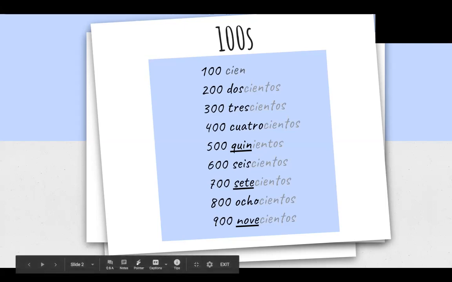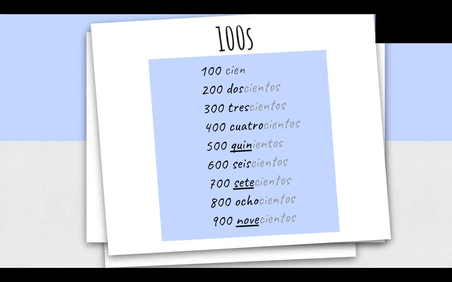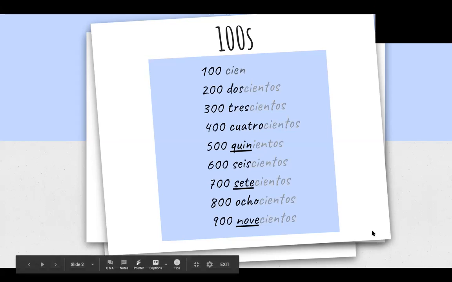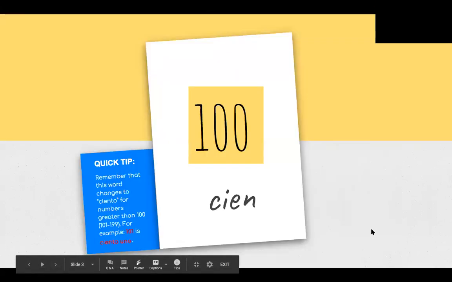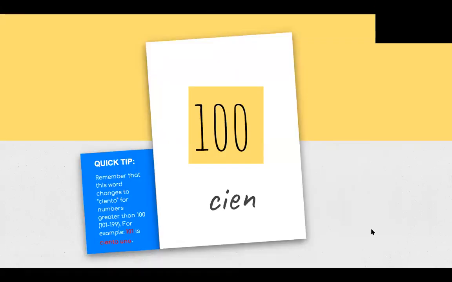Keep in mind those three tricky numbers when you're going over the hundreds, because those are the most common mistakes people tend to make. So even though you already know that 100 is cien, I would like to point out a quick tip here. Remember that the word changes to ciento for any numbers greater than 100. So if we're talking about 101 through 199, you're going to be using the word ciento.